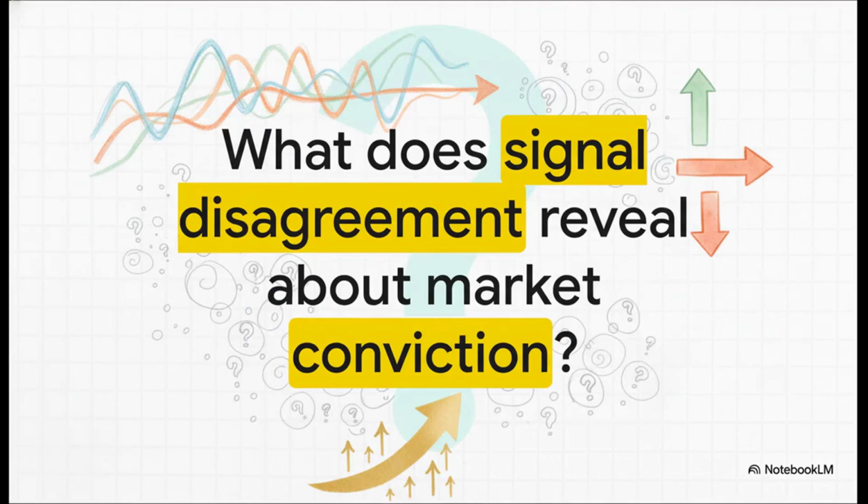So I'll leave you with this final thought. The next time you're looking at a chart and you see these two indicators telling you two different stories, don't get frustrated. Don't see it as a problem. Instead, ask yourself, what is this disagreement telling me about the conviction in this market? That uncertainty might just be the most important signal of all.